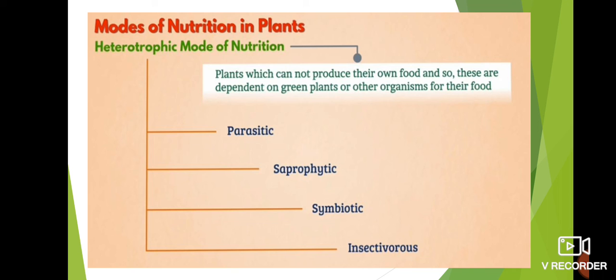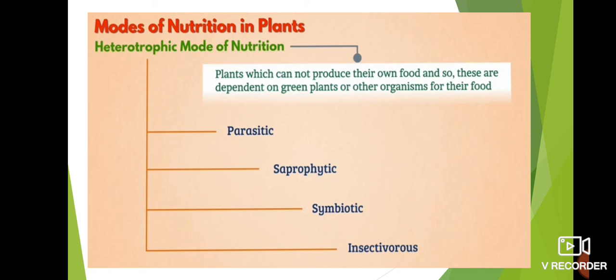Next, the mode of nutrition in plants. The first one is the autotrophic mode of nutrition, in which you discussed photosynthesis. The next type is the heterotrophic mode of nutrition. These are plants which cannot produce their own food, and so are dependent on green plants or other organisms for their food. In the autotrophic mode of nutrition, plants prepare their own food. Auto means self, trophe means nourishment.